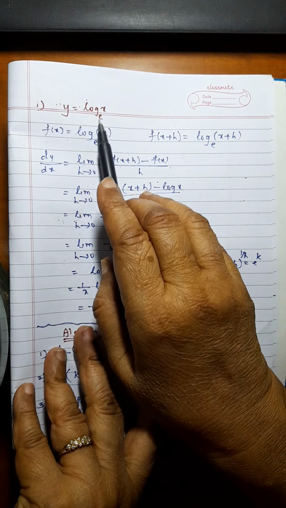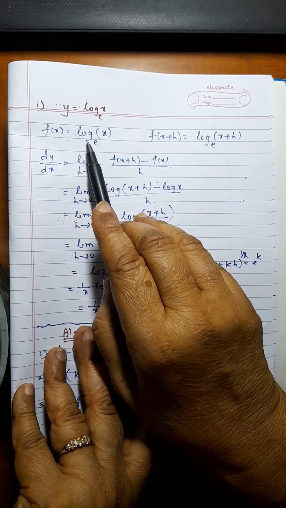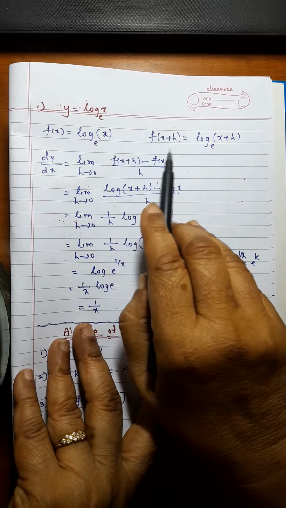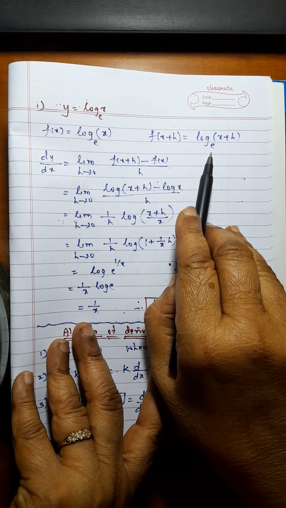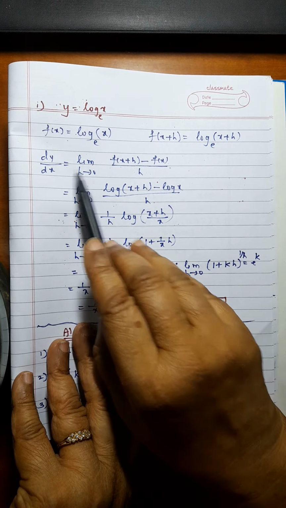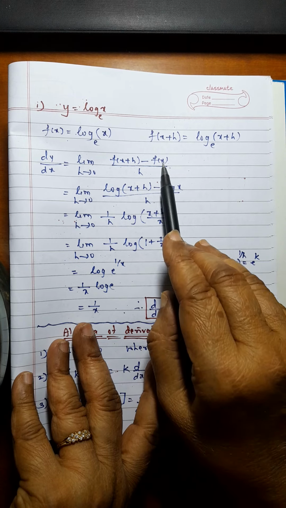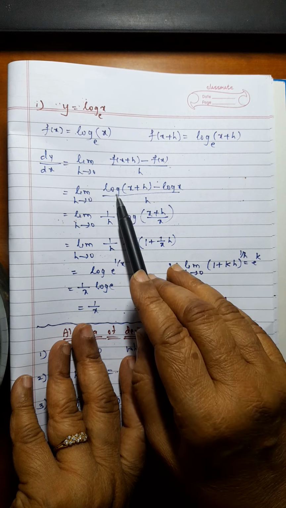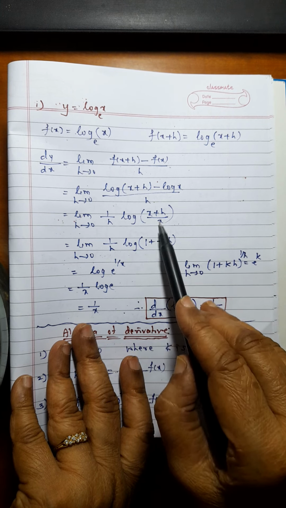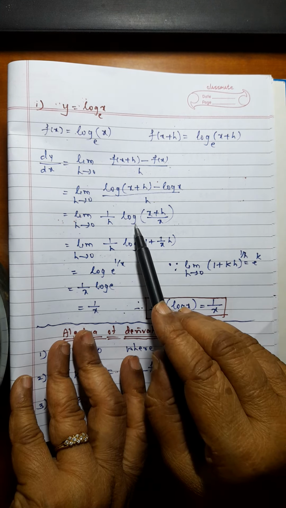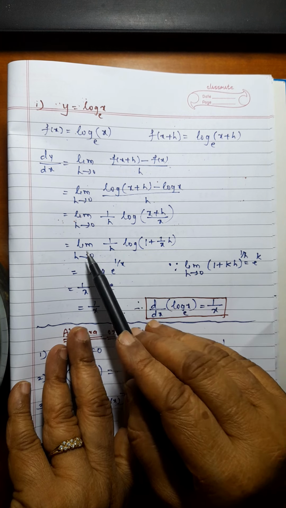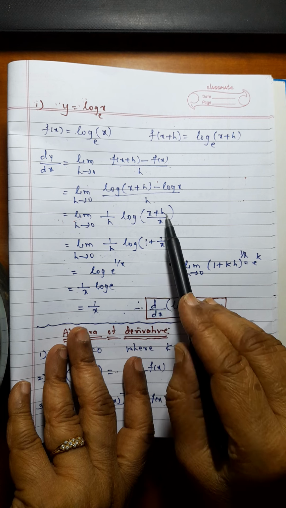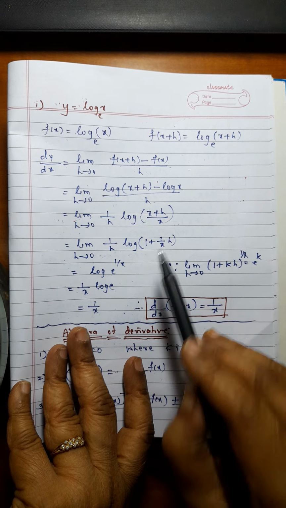y is equal to log x to the base e. f of x is equal to log x to the base e. f of x plus h is log of x plus h to the base e. Write the formula for dy by dx. Substitute this from here. 1 upon h I will take outside. Log m minus log n is log of m upon n. I will simplify this. This will be the limit as h tends to 0 of 1 upon h log of this upon this, which is 1 plus h upon x.